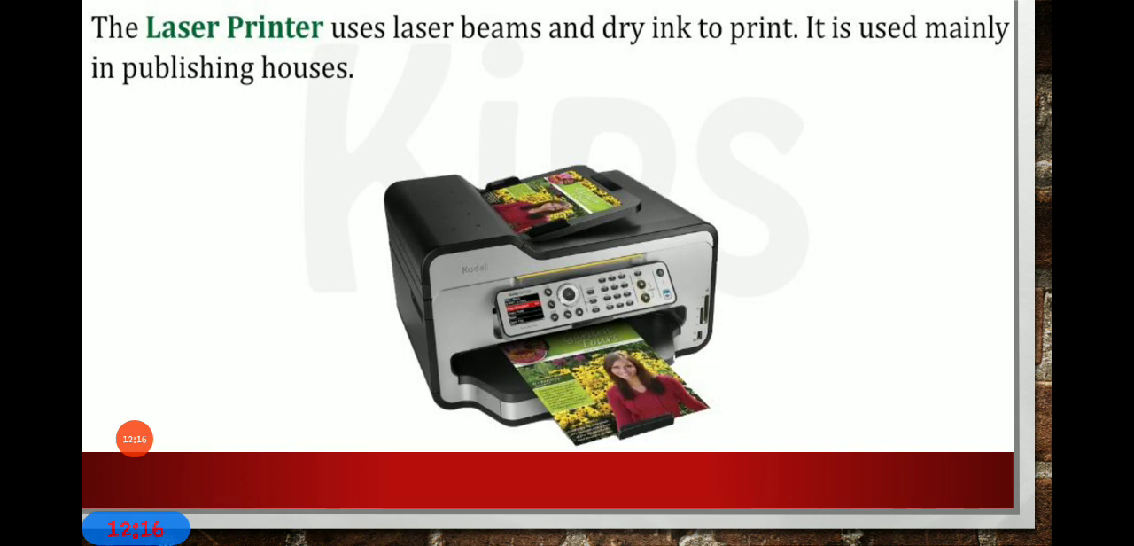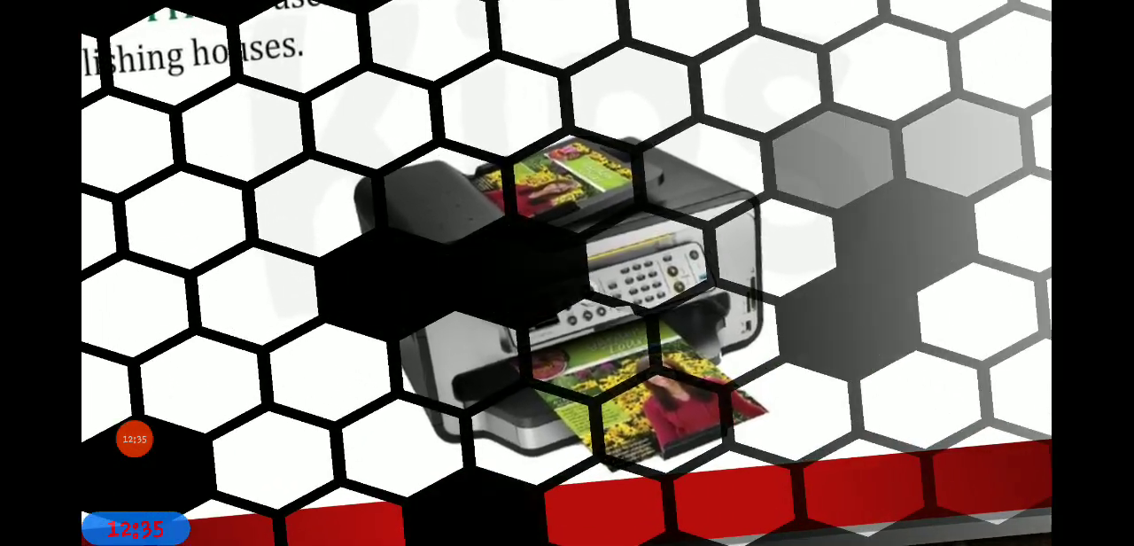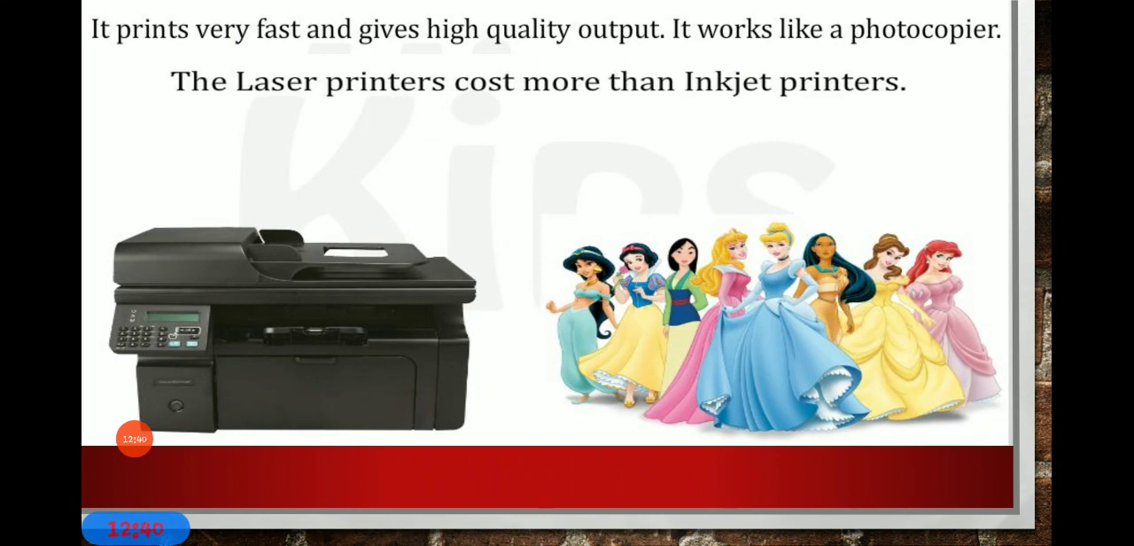Inkjet printers have droplet ink, means liquid form ink, but in a laser printer, laser beam uses dry ink to print. It is used mainly in a publishing house. How will it work? So it prints very fast and gives high quality output. It works like a photocopier.